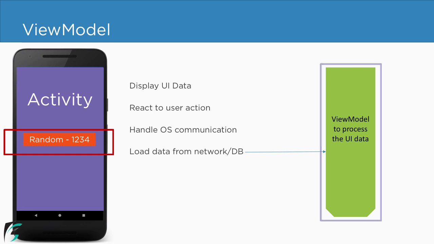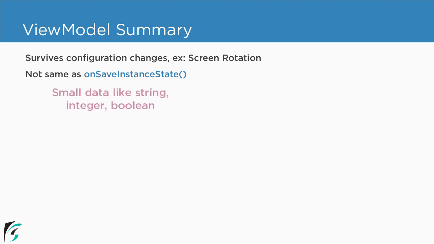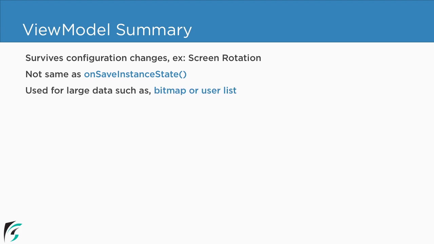So, summarizing everything that we learned just now, the view model survives the configuration changes. The example that we saw here was the screen rotation. View model is not the same as onSavedInstanceState. We can use onSaveInstanceState to retain a small amount of data, let's say some integer, string or boolean values. But when it comes to a large amount of data, let's say a bitmap or fetching the user list from the network, we can use view model. This will reduce the processing time a lot.